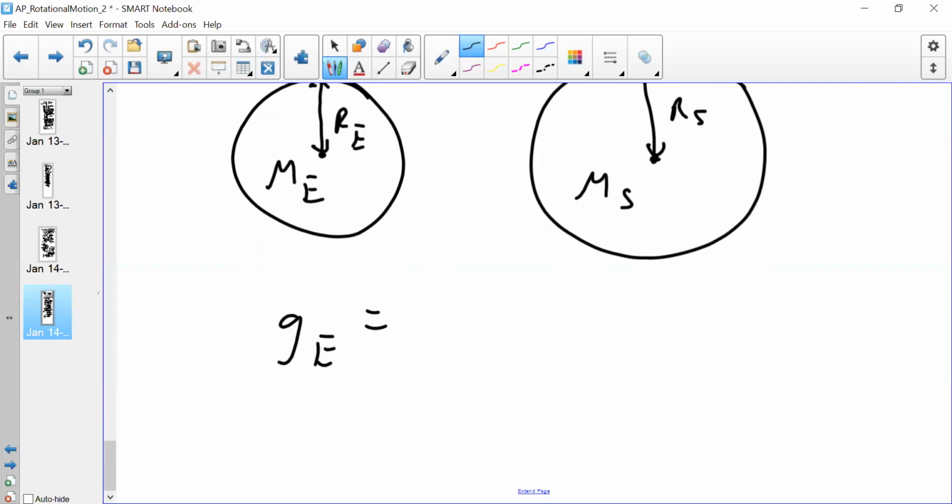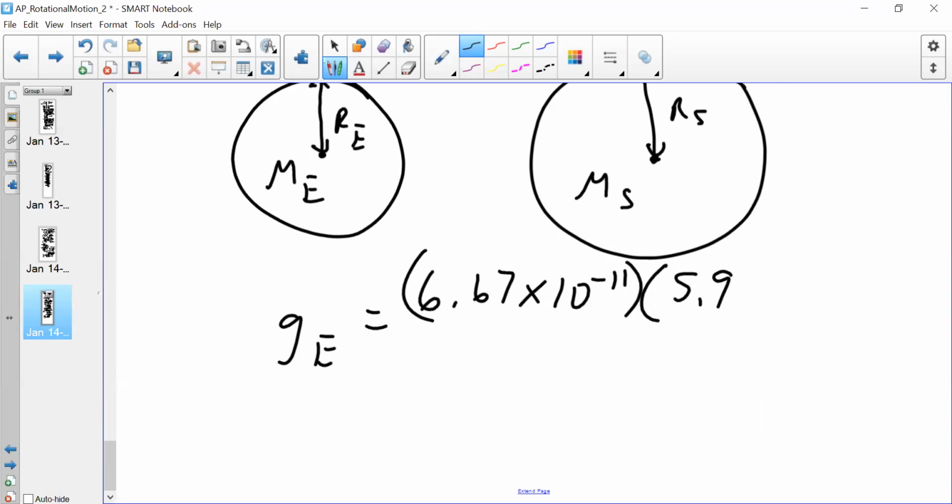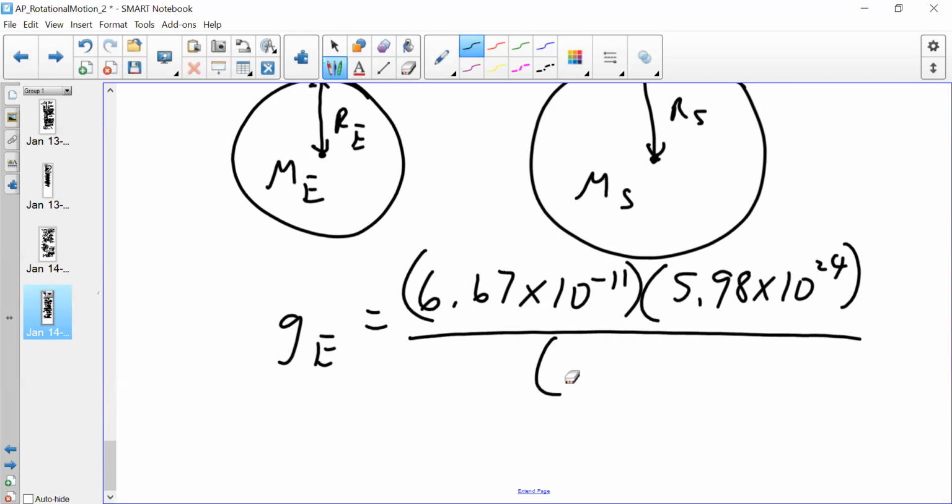So put the big guy in here. So mass of the Earth, remember it's still 5.98 times 10 to the 24th. The radius is 6.37 times 10 to the 6th, squared. So all you do is do that, you should get 9.8.